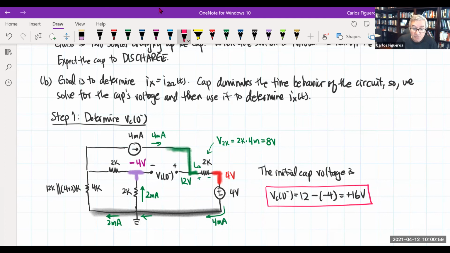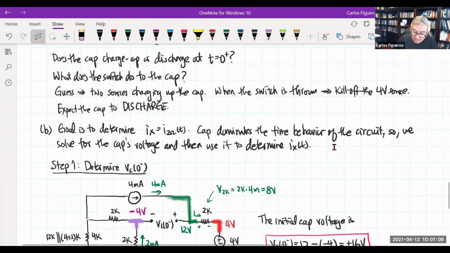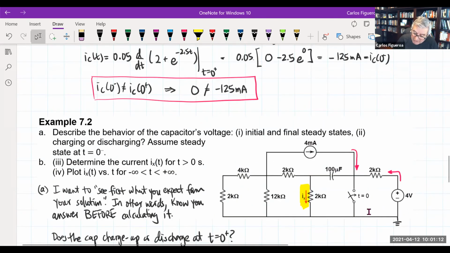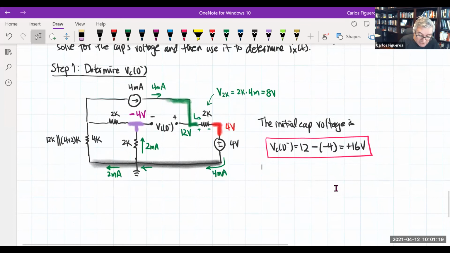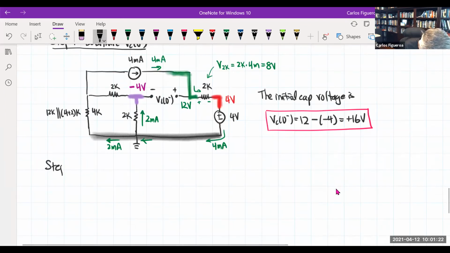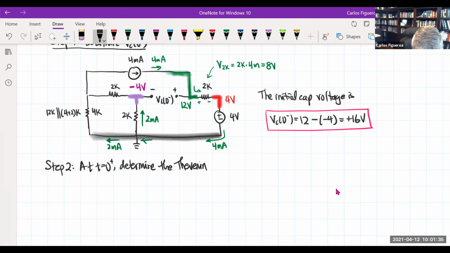So second step, switch gets thrown. If the switch gets thrown here, remember what it does, it shorts out the 2K and the 4 volt source here. So if I come back and look, you can see that this whole branch is now gone. I replaced this whole thing with a short here. So here we go, step 2. Now at t equal to 0, I now determine the Thevenin parameters. And what are those parameters? VOC, RTH, 1 over tau.